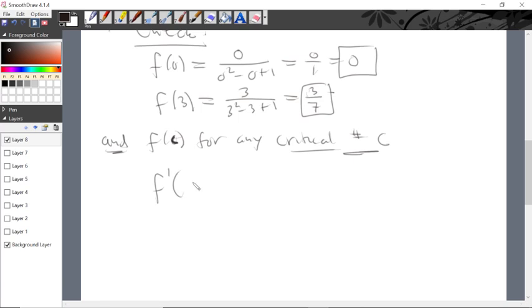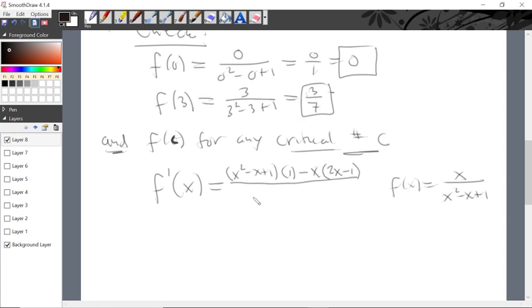So we need the derivative, f prime of x. f of x is x over x squared minus x plus 1. Let's use the quotient rule. The low, x squared minus x plus 1, times the derivative of the high, which is 1, minus the high, which is x, times the derivative of the low, 2x minus 1, over the bottom function squared.